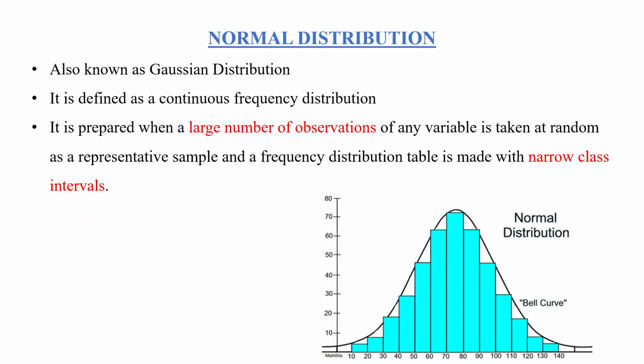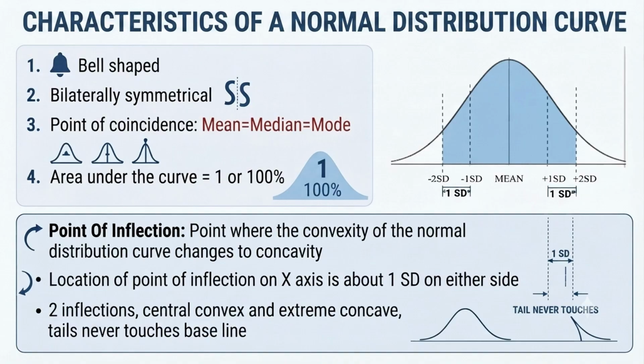If the observations are following normal distribution, then only we will call it a normal distribution or normal curve. If they are not following normal distribution, we will call it a skewed distribution. And now we will see what are the characteristics of the normal distribution curve.